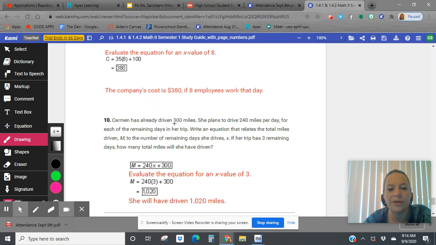Finally, Carmen already has driven 300 miles. She plans to drive 240 miles per day. So 300 is the fixed plus 240 per day. What if she did 3 days? This is how many miles she would have driven. So hopefully you were able to write those equations and plug in or evaluate those. And if you have any questions, come see me in office hours.